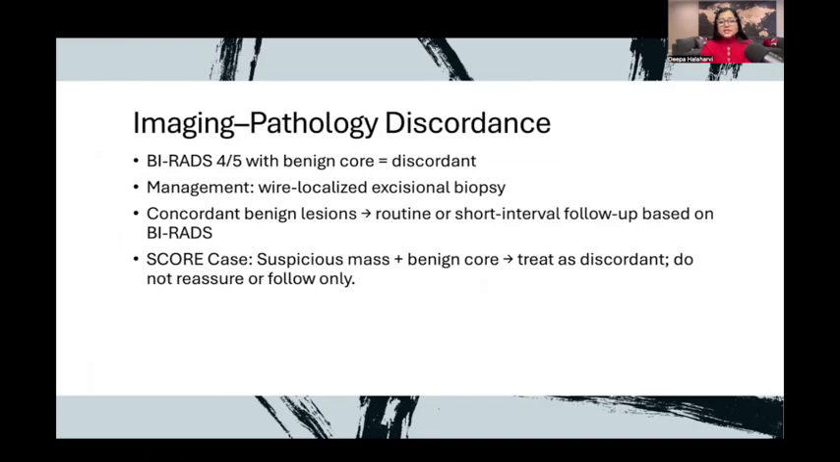If they're concordant, they need a short-term follow-up. And there could be a question on the exam where if it's a suspicious mass and the biopsy is benign, you want to treat it as discordant and you have to take them to surgery.